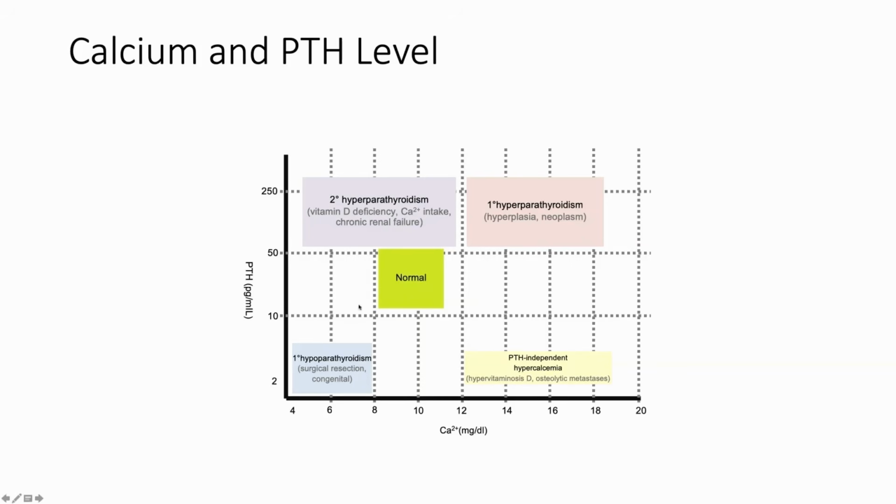In the same way that you can get secondary hyperparathyroidism from decreased calcium intake, I presume that yes, if you just can't absorb it, that would also cause secondary hyperparathyroidism and potentially a decrease in calcium, which could potentially lead to osteoporosis.